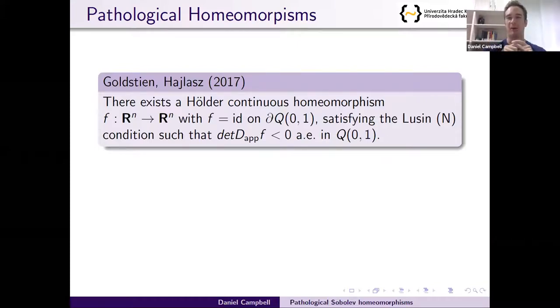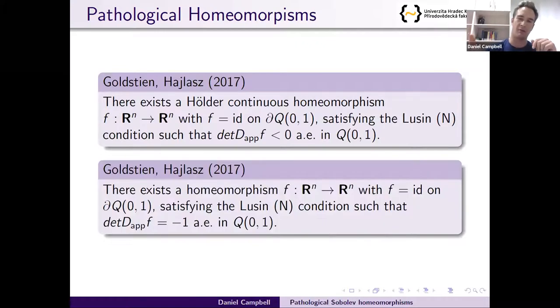Very pathological behavior of a homeomorphism was shown by Goldstein and Hajlasz, where you have a Hölder continuous homeomorphism. Essentially you should imagine W^{1,p} for everything except p = 1, so all the fractional Sobolev spaces below W^{1,1}, where you have identity on the boundary, satisfies the Lusin (N) condition, but the determinant is negative almost everywhere. And then another version, they have the determinant equal to -1 almost everywhere.